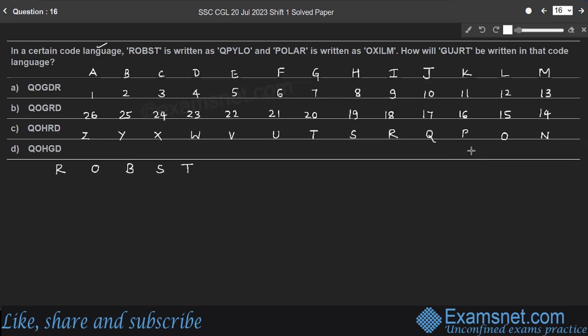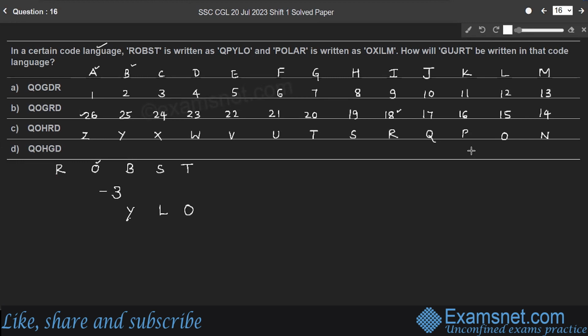Here the simple logic is to subtract 3 from each letter. The positional value of R is 18. 18 minus 3 is 15, which is O. So when 3 is subtracted from each letter, write the letters in reverse manner. R minus 3 is O; write O at last. Whereas O minus 3, 15 minus 3 is 12, which is L. So write in reverse order. B minus 3: B is 2, minus 1 is A, minus 2 is Z, minus 3 is Y. Therefore, B is coded as Y.